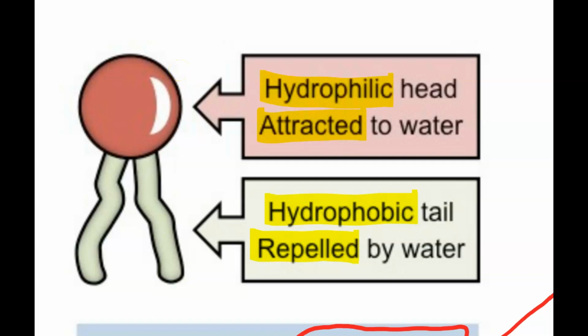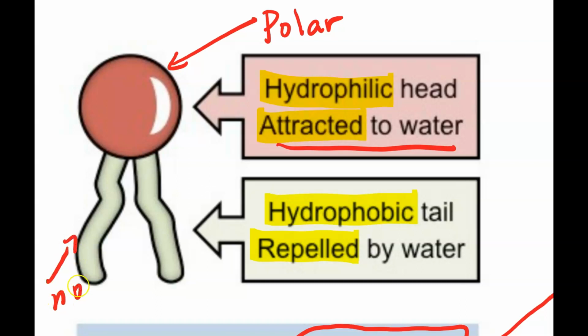We can also take a look and identify which one is polar and which one is nonpolar. Take a moment to brainstorm which one of these is going to be polar, the hydrophilic head or the hydrophobic tail. So we should have that the head is going to be polar, hence why it is attracted to water. And then our hydrophobic tails are going to be considered nonpolar. So those are the individual units that are making up the cell membrane.